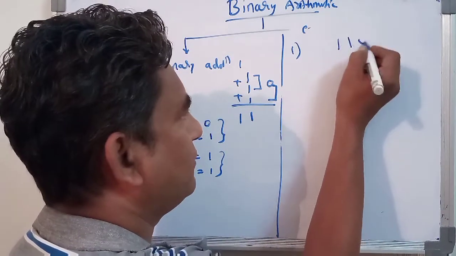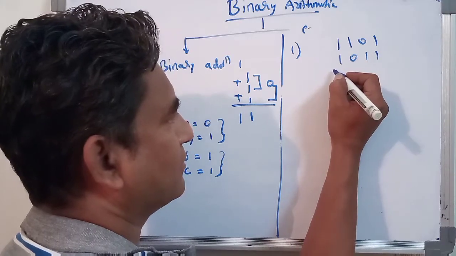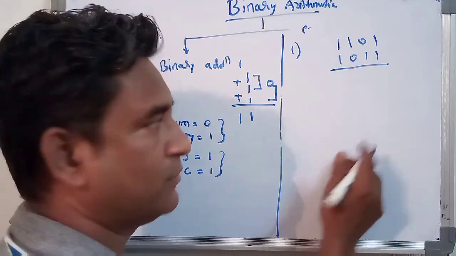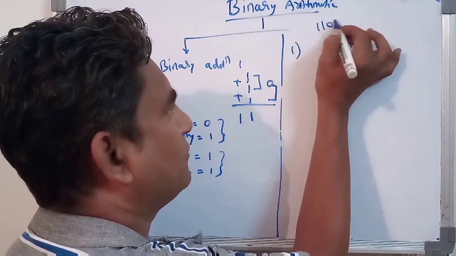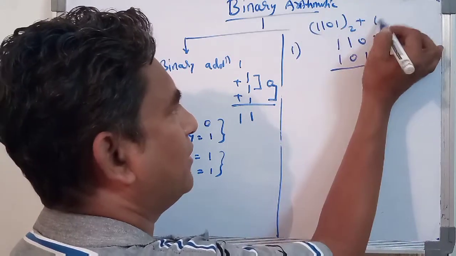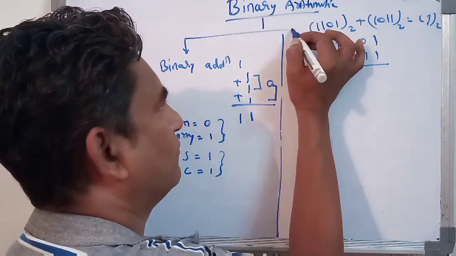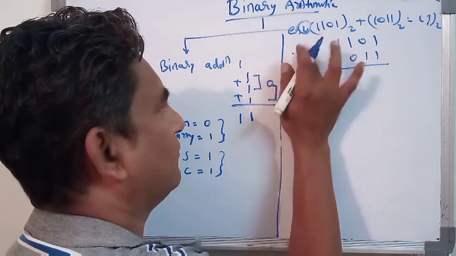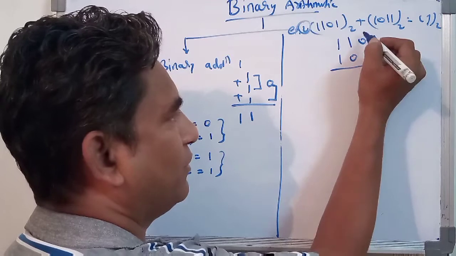Suppose you have 1101 and 1011 like this. The question will be the same as the previous one. 1101 with a base 2 plus 1011 with a base 2 is equal to question mark with a base 2. Example number two. So the answer will be: 1 plus 1, what will we get? 0. The 1 will be carried.